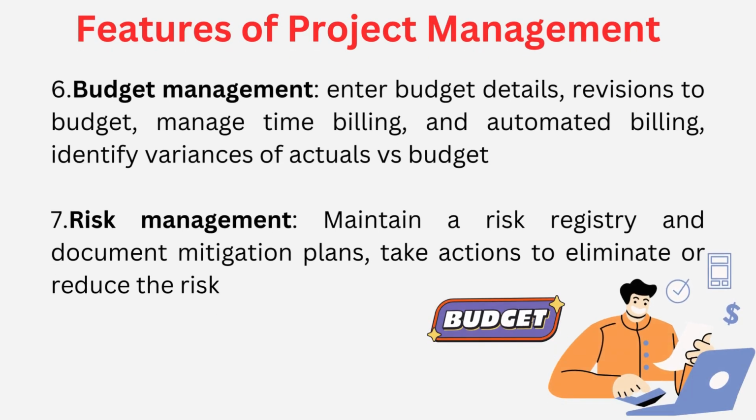And then we do budget management. You enter budget details, do revisions to the budget, manage time billing and automated billing, and then identify the differences of the actuals versus the budgeted amounts, identify any overspend or even potential overspend, bring it to the notice of relevant management teams, and make sure the budget is not going out of scope. And then we need to do risk management. Maintain a risk registry and document mitigation plans. We need to identify any possible risks, and also proactively identify mitigation plans for each of these risks.